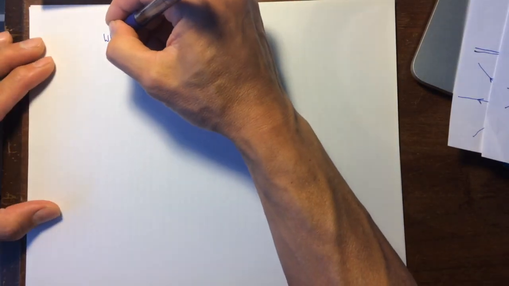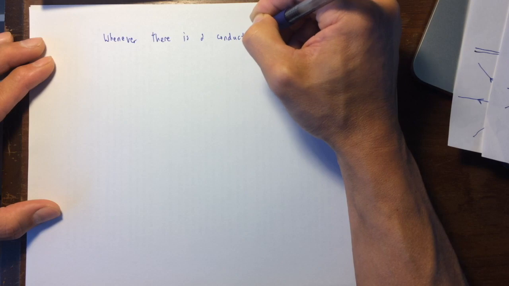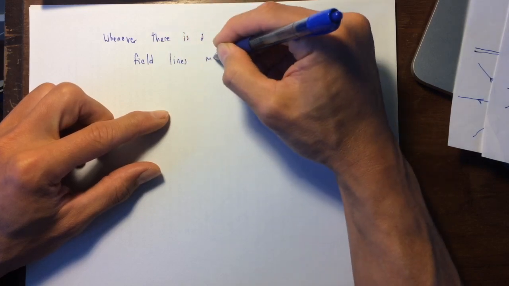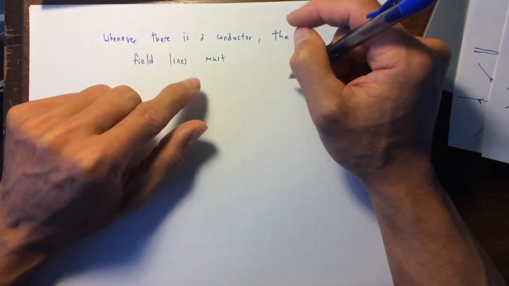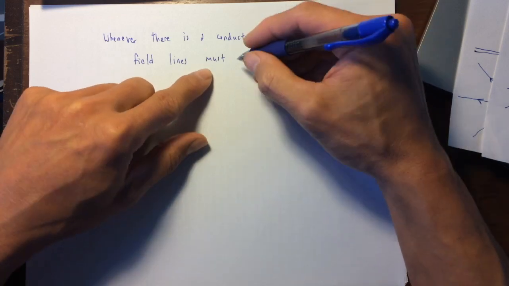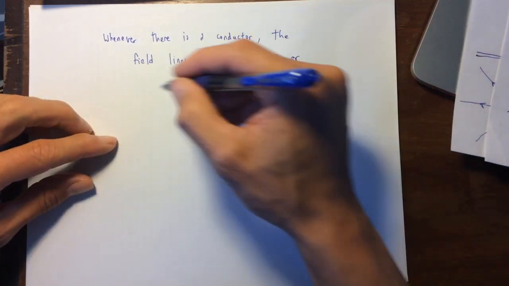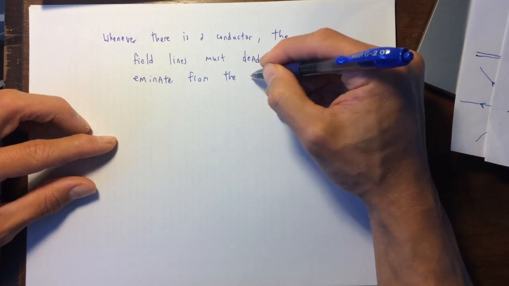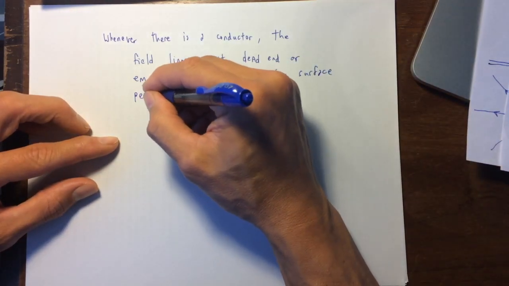Okay, so the last comment is whenever there is a conductor, the field lines must dead end or emanate from the conductor surface perpendicularly.